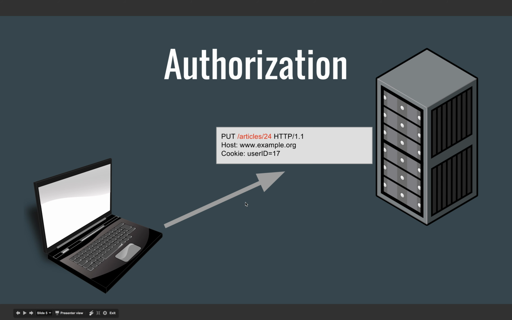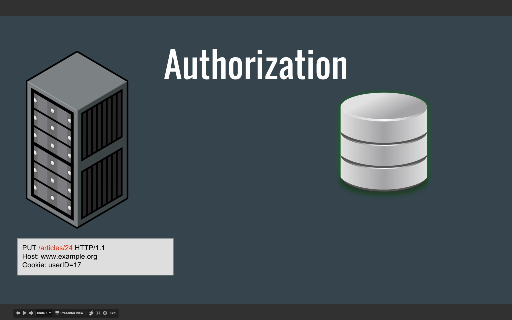But the client makes the request to do something that only user ID 17 should be allowed to do. So this request contains a couple of things. The first thing is, what would you like to do? In this case, update the article with the ID 24. Who are you? Well, that comes across in your cookie. So after you logged in, it set a cookie in the browser. And now when you make this request, it's sending that cookie over. So who are they? They are user ID 17.